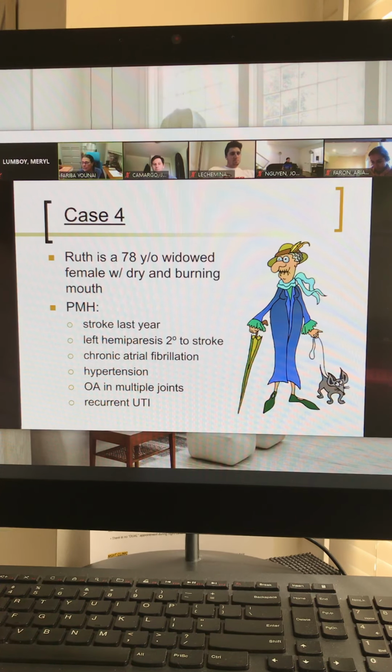Our last case is Ruth, and this is a 78-year-old female who comes in and says, I have dry and burning mouth. She had a stroke last year. She has left-sided weakness as a result of her stroke. She has atrial fibrillation, hypertension, and osteoarthritis, and also gets recurrent urinary tract infections.